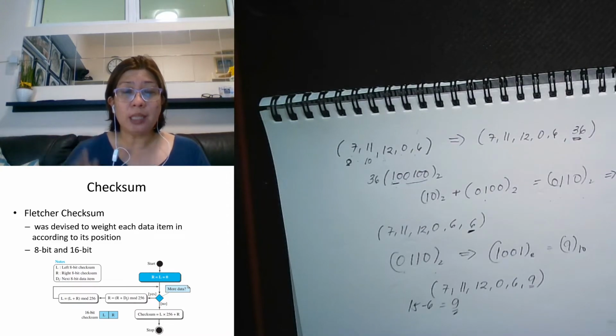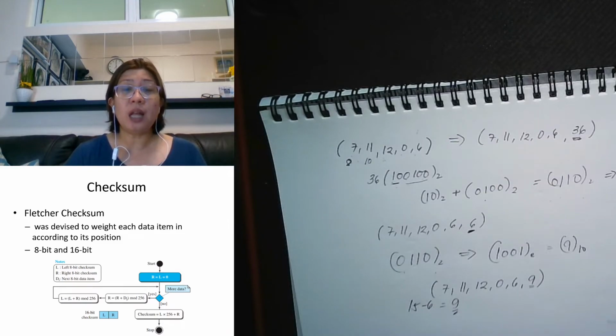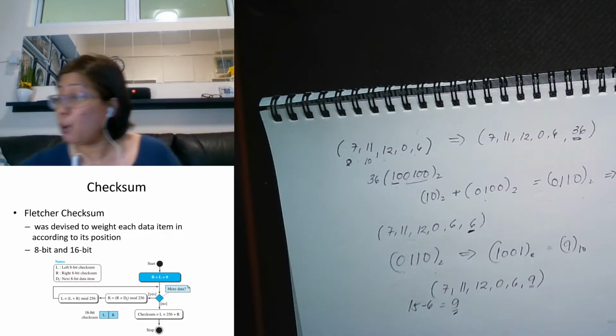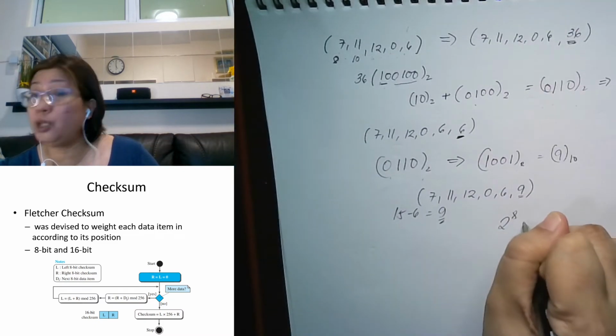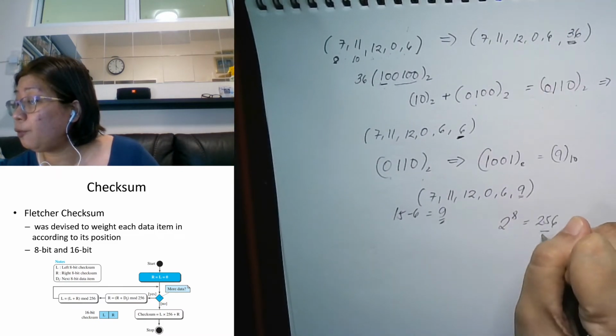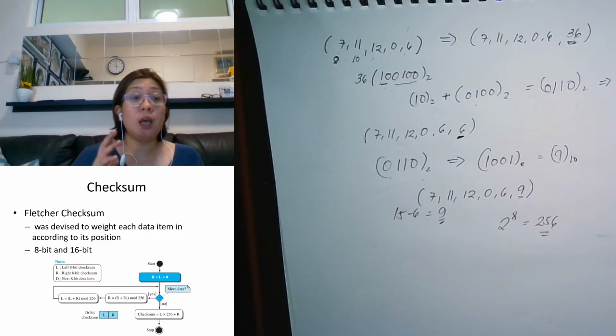Okay, so this is calculated over octets. We termed octets as bytes, and it creates a 16-bit checksum. The calculation is done modulo 256, which is equivalent to 2 raised to 8. So 2 raised to 8 means 256. We use modulo 256, which means the intermediate results are divided by 256 and the remainder is kept.